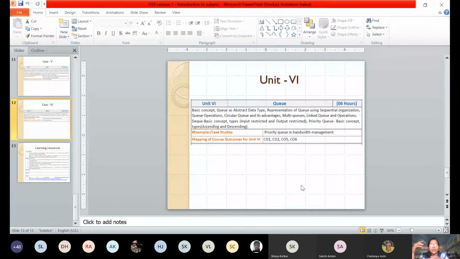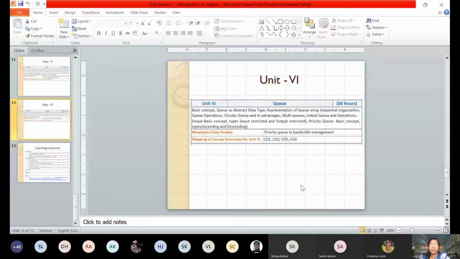And how is the delete operation performed on a queue? Who goes out? The one who is standing at the first position will go out first. So this is the simple funda of queue as a data structure which we will learn in this unit. And what are the course outcomes which we should satisfy at the end of the unit? CO1, CO2, CO5 and CO6. That's all about your subject.